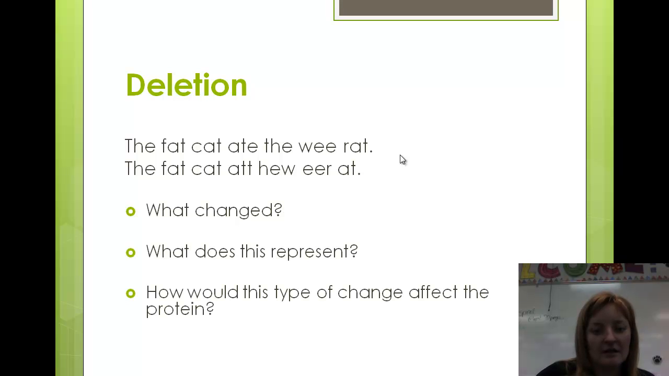Okay? And how would this change? Well, the fat cat, those amino acids are going to be fine, but starting here, ATE being changed to ATT is probably going to give us a different codon, and HEU is probably going to give us a different amino acid than the, and ear may give us a different amino acid than we, and at may not give us an amino acid at all because it's missing its third nucleotide base. So this is going to either break down the protein earlier than it should, or it may code for the wrong type of protein.